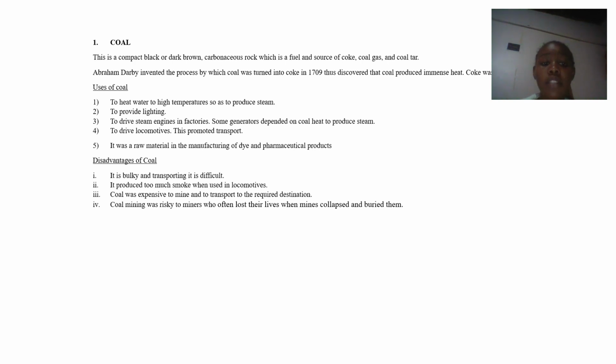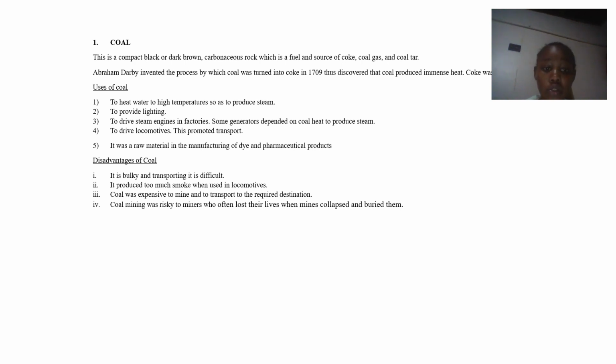Abraham Darby invented the process by which coal was turned into coke in 1709. Coke was used to smelt iron. Then we look at the uses of coal. For example, as I've said, coke was used to smelt iron.